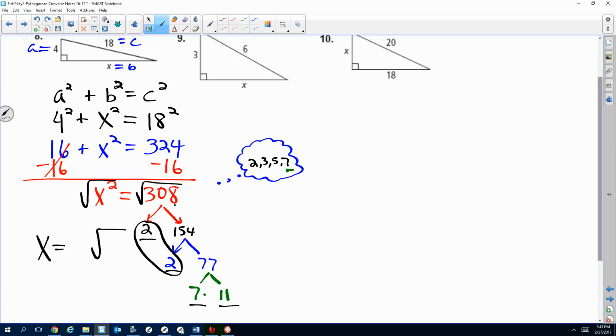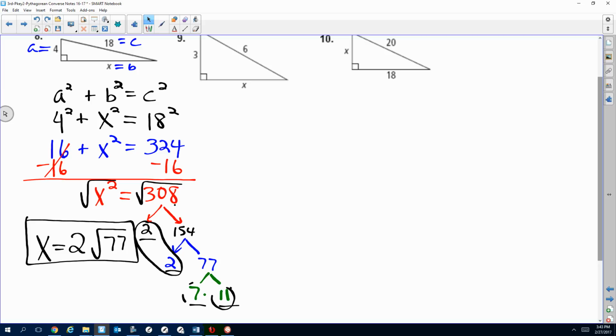Here's my radical. I have one set of 2, so that means the 2 comes out. And what do I have remaining? The 7 and 11. And 7 times 11 we know is 77. So that 77 is what stays in the house. And there is my simplified radical. Okay. We'll do another one. Make sure you understand.